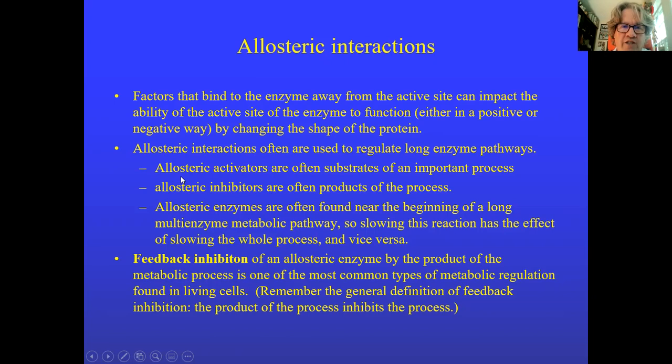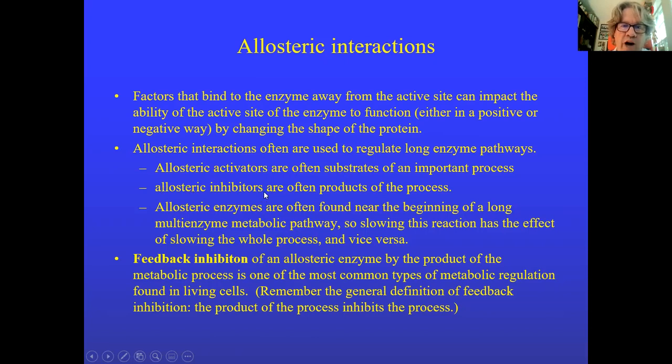If you think about this logically, allosteric activators, the ones that turn enzymes on, are often substrates of an important process. So if you have a process that converts a substrate into a really important product, you may want to make that product a lot. If you have a lot of substrate around, it probably suggests that you need to make more of the product. You have all the substrate around. That substrate will activate its own catalyst to convert it into product, right? Or at least start the process. That's called an allosteric activator.